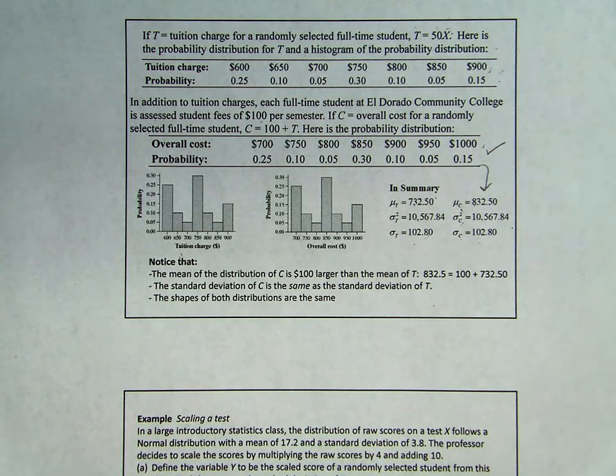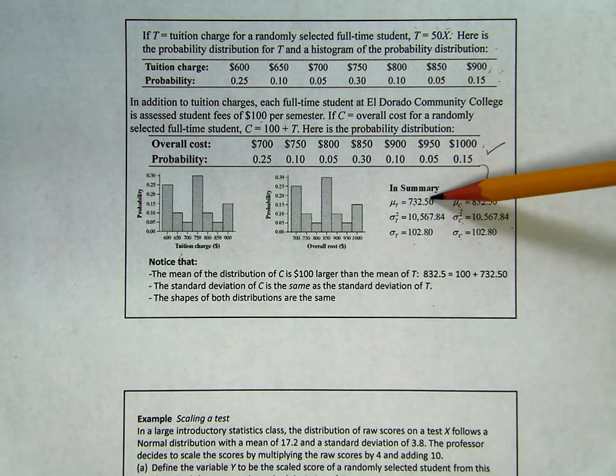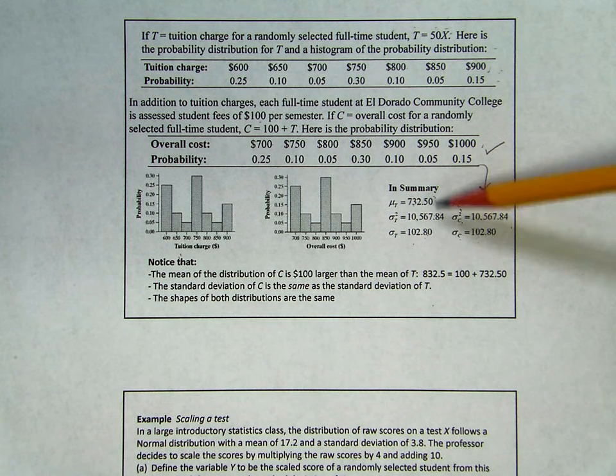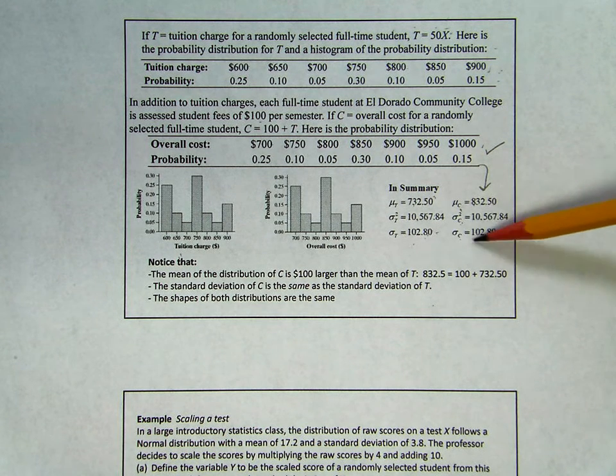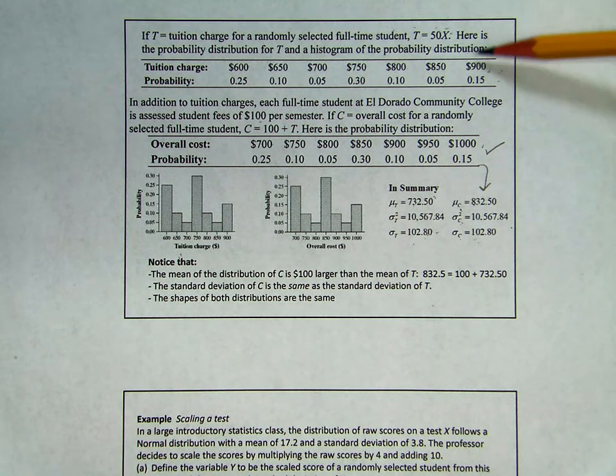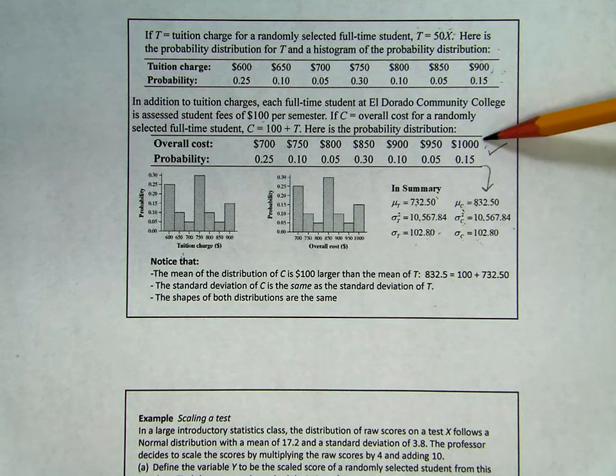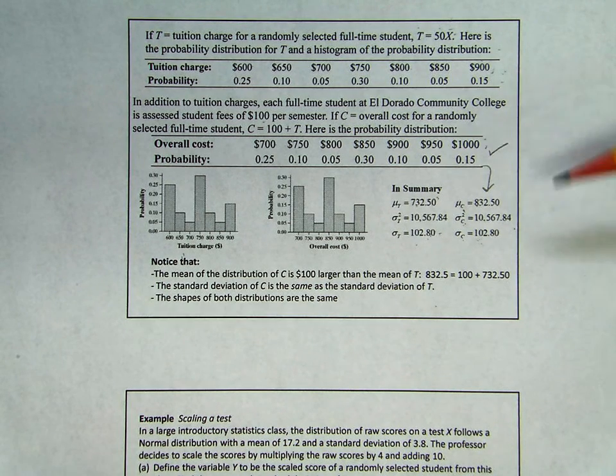So, emphasizing: mean is affected by multiplication, division, addition, subtraction. Standard deviation is affected by multiplication, division, but not by addition or subtraction. To get from this distribution to this distribution was adding 100. There was no multiplication or division involved.